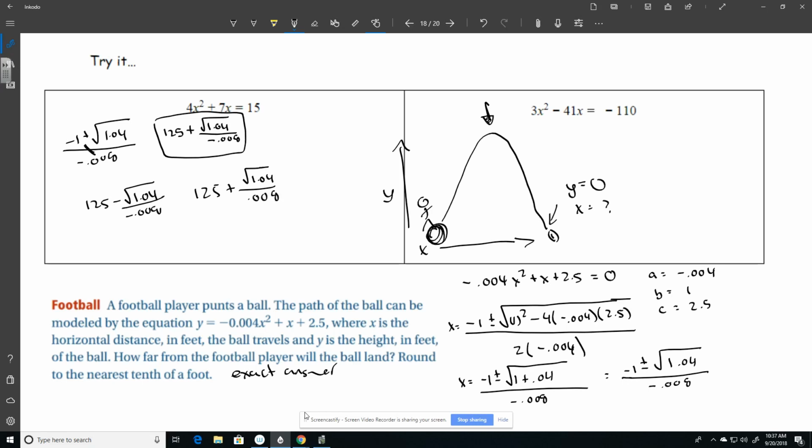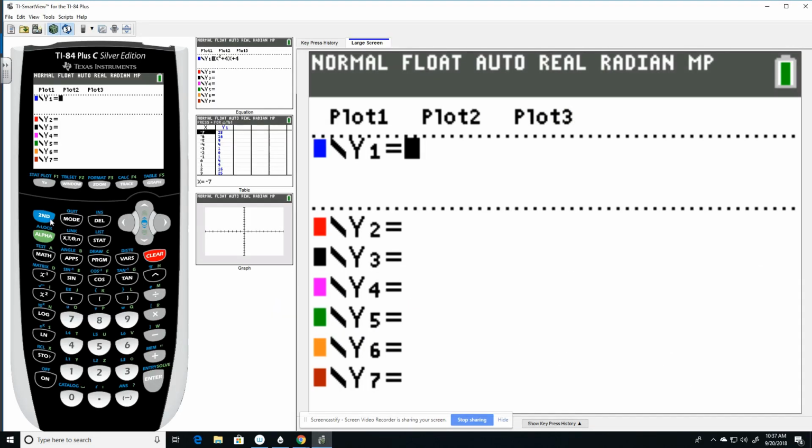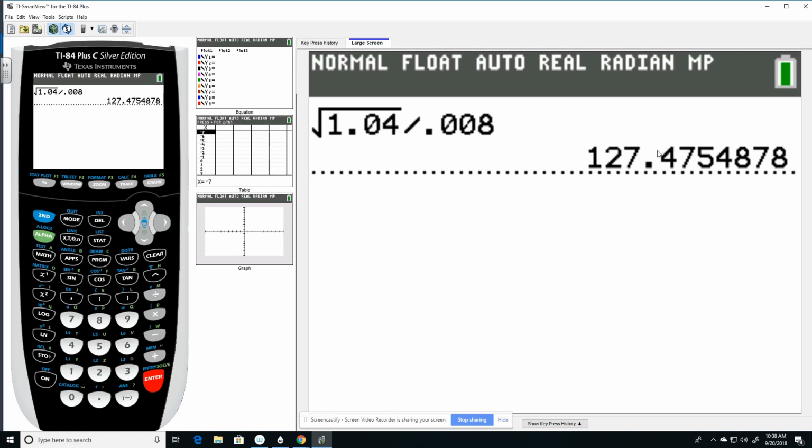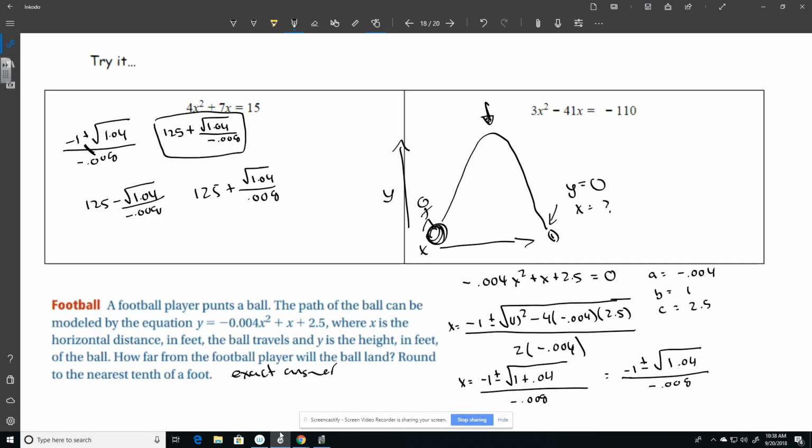So if I plug that in my calculator, let's see what we get. Let's go to my home screen and put the square root, second square root of 1.04. And then I'm going to take that answer and divide that by 0.008. And let's see what it gives me. It gives me this really ugly decimal, 127.475, blah, blah. But if I go back to my problem, if I'm doing 125 plus 127 point blah, blah, I'm going to be really far from my person.